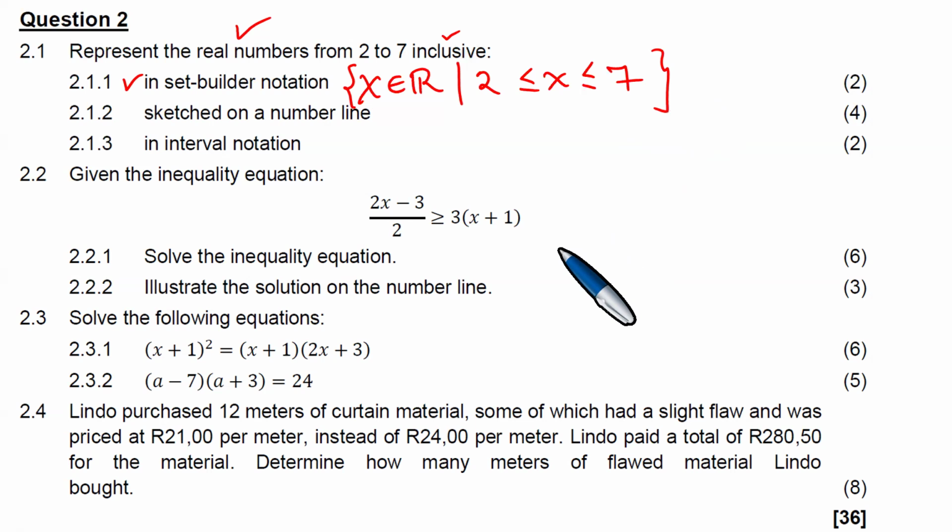Right, so now let's explore this and see what we can do in the next question. Let's attempt this one in the next question. Like in 2.1.2, what do we do there? If we also sketch on a number line, can you sketch this on a number line?